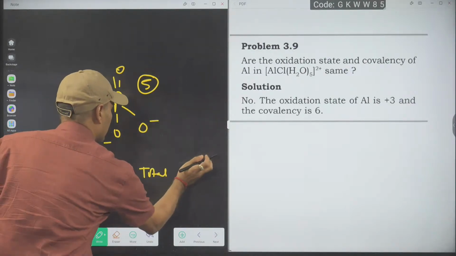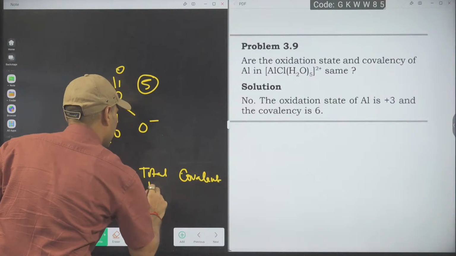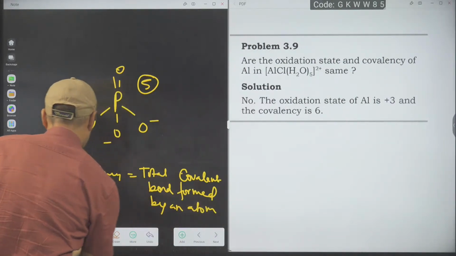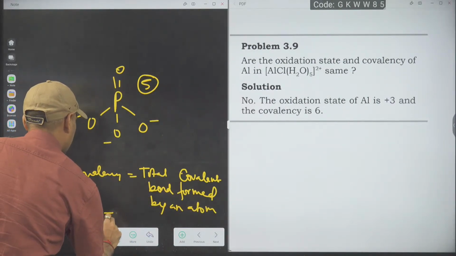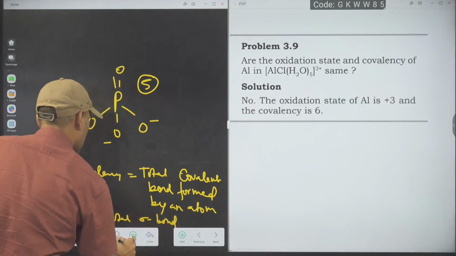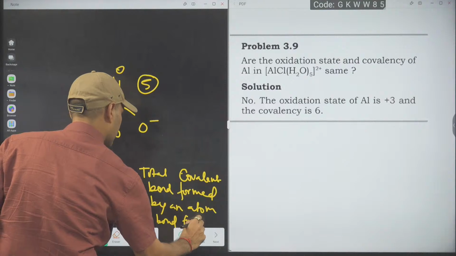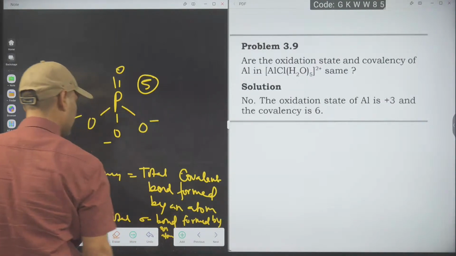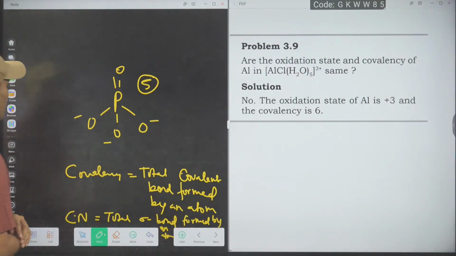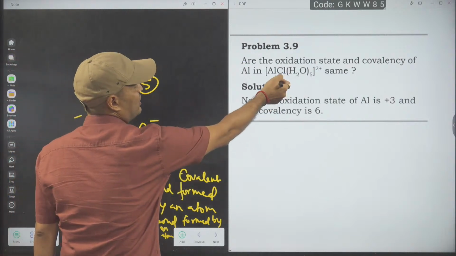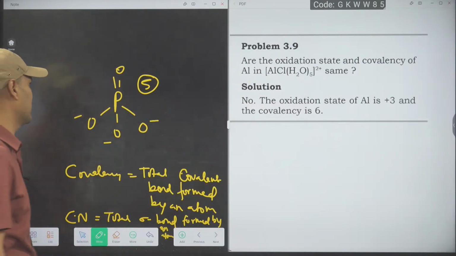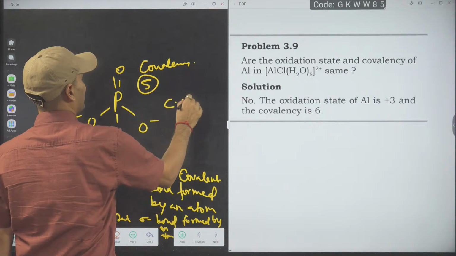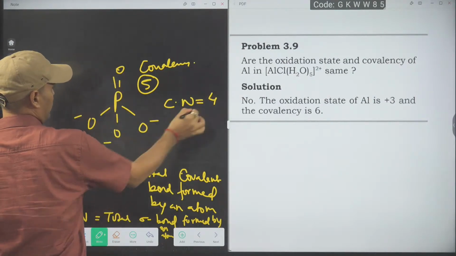Covalency is the total covalent bonds formed by an atom. What is coordination number? Sigma bonds. You can say total sigma bonds formed by an atom. Clear? So here covalency and coordination number are both the same. Clear? This is the covalency. Coordination number, what will you say? 4. How many sigma bonds? 4.